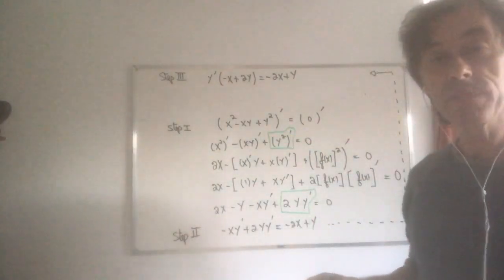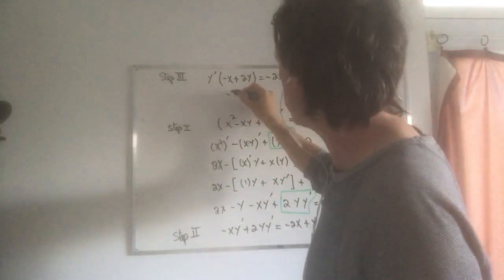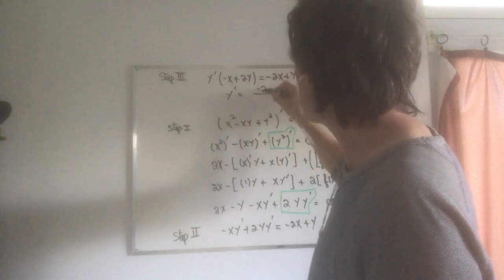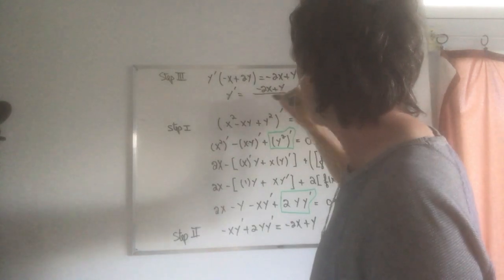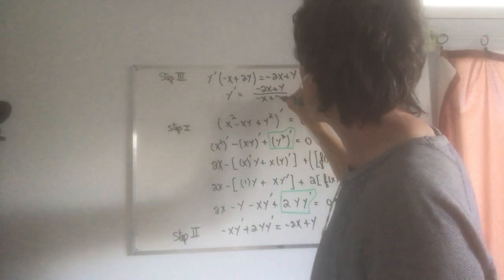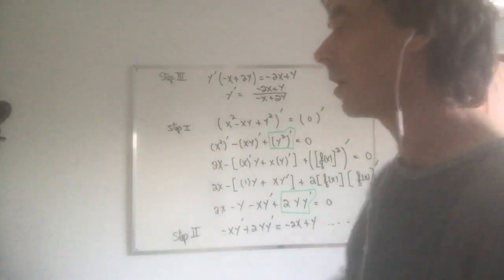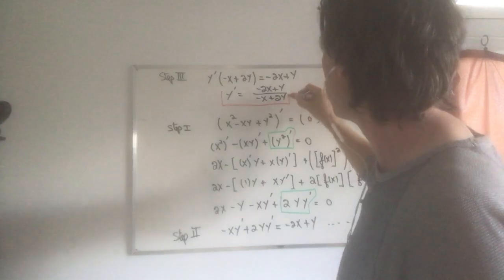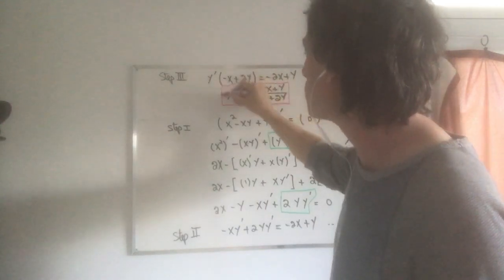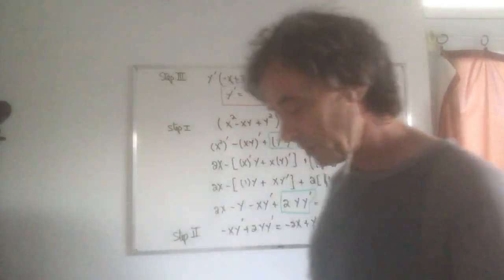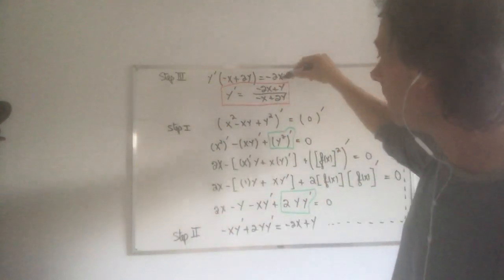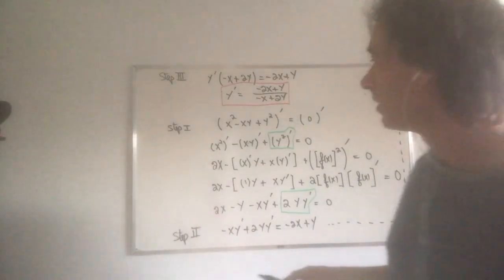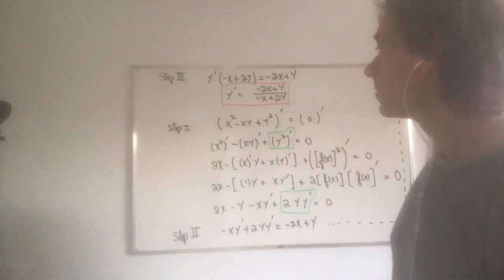Finally, we are there, and we are going to isolate y prime by dividing both sides by the bracket. So minus 2x plus y divided by minus x plus 2y. This is our final answer. We have found what y prime is. Please notice that the answer for y prime will contain both variables x and y. This is typical of implicit differentiation. So that's our first example.